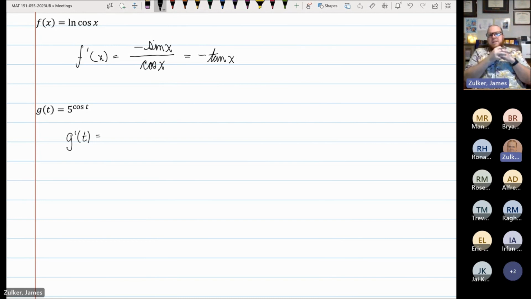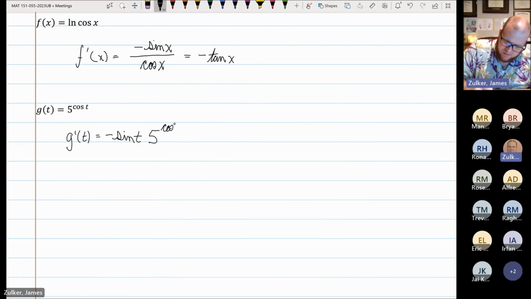Five to the cosine of t, exponential of base 5. U prime, derivative of cosine, times 5 to the u, times natural log of 5.